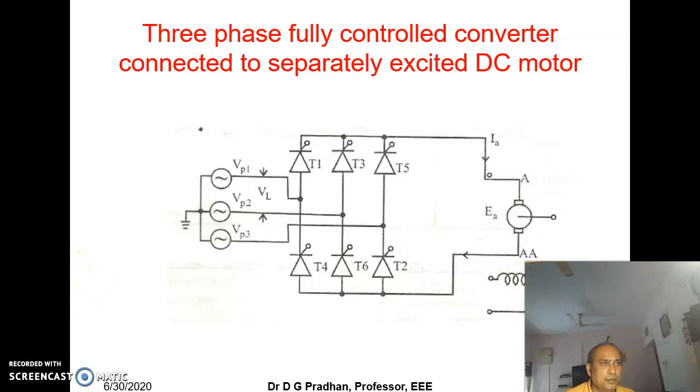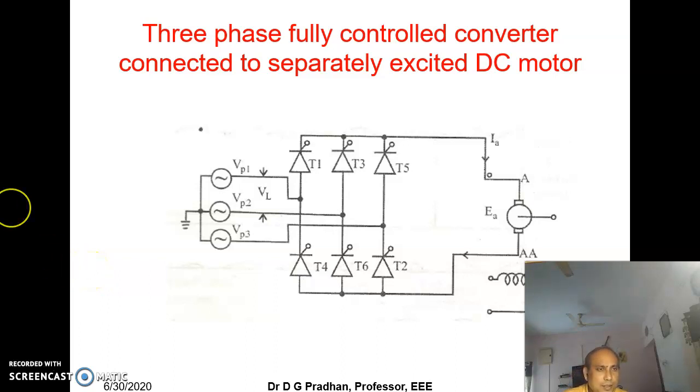So last class we discussed the three-phase half controlled converter connected to a separately excited DC motor. In this class, we will see how to control the speed of the separately excited DC motor using the three-phase fully controlled converter. In the three-phase fully controlled converter, there are 6 SCRs.